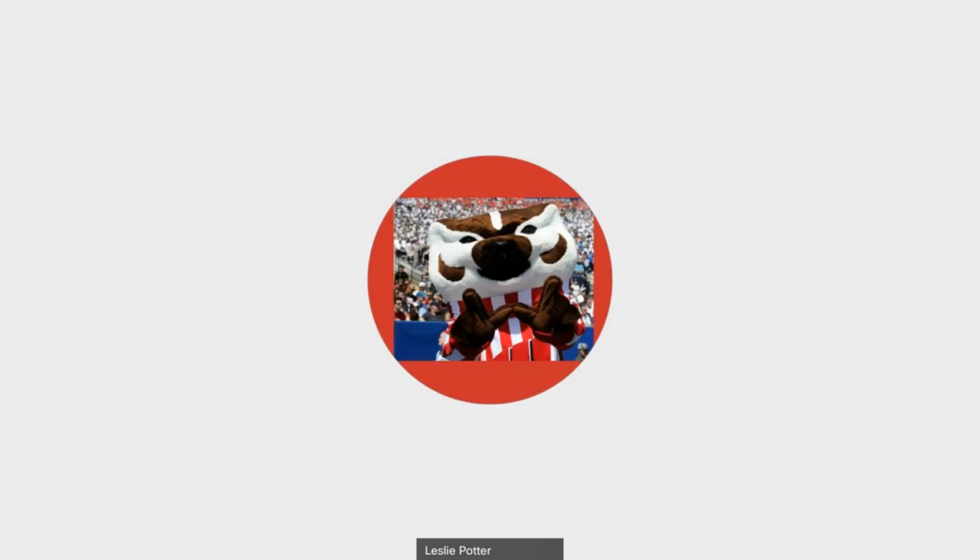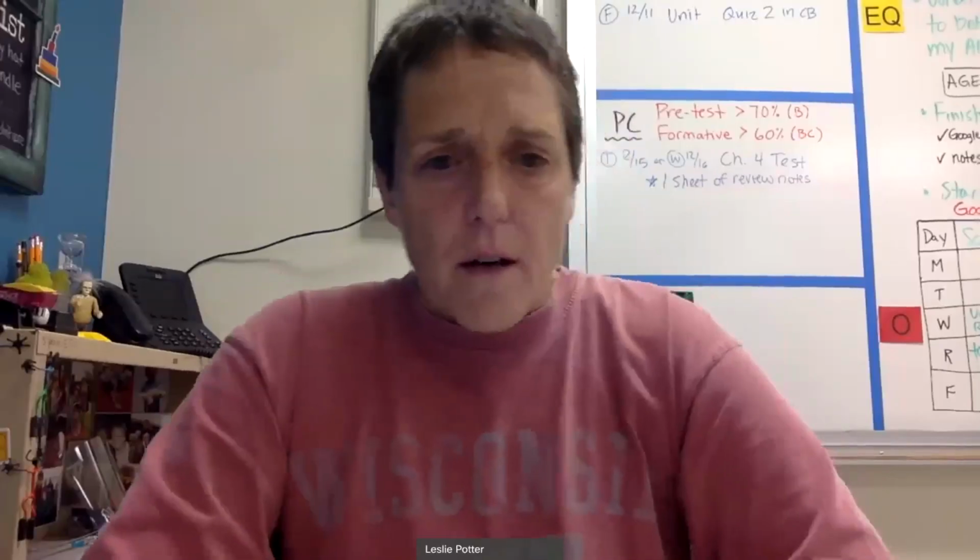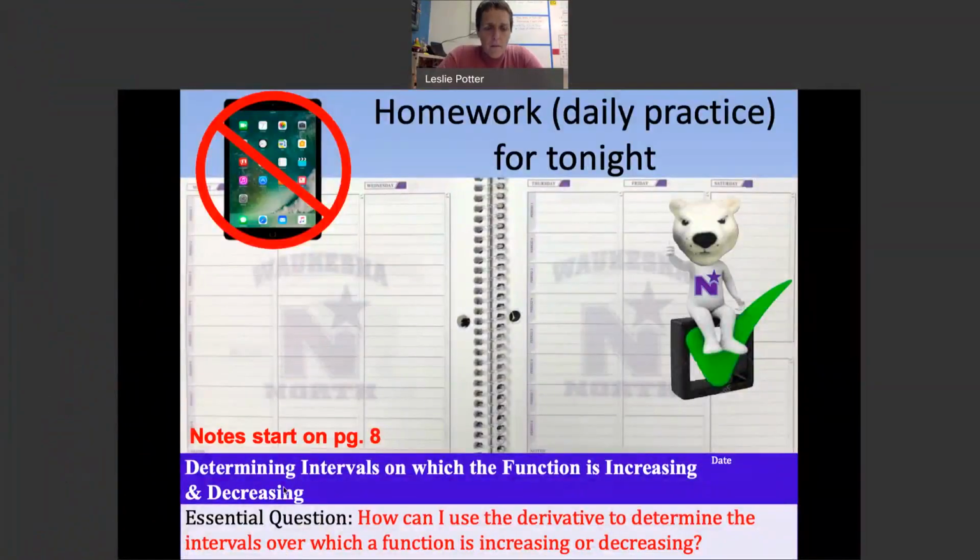These are notes for Unit 5, Day 3, and they start on page 8 of your packet. And today we're focusing on determining intervals on which a function is increasing and decreasing.